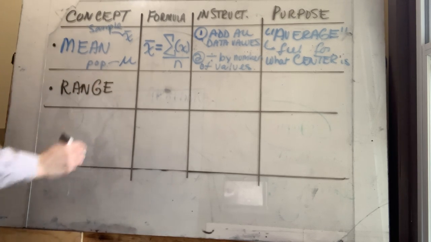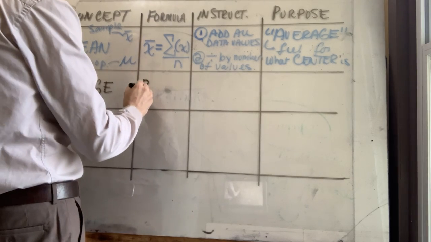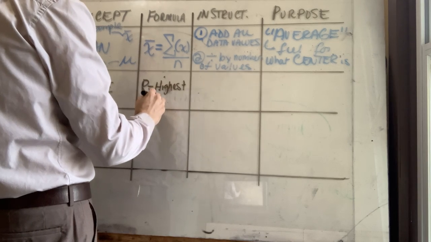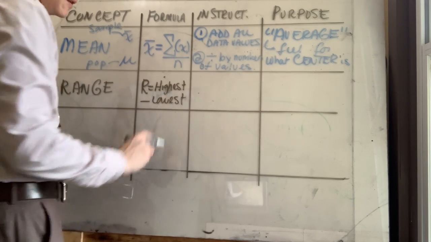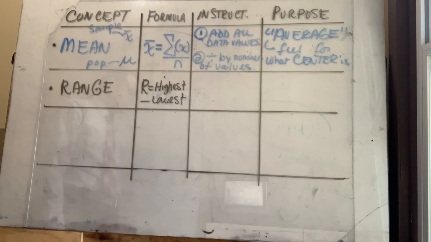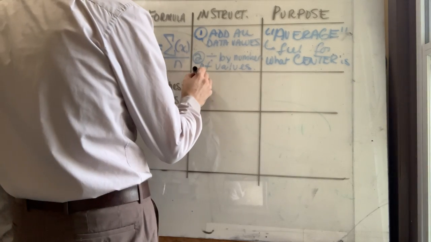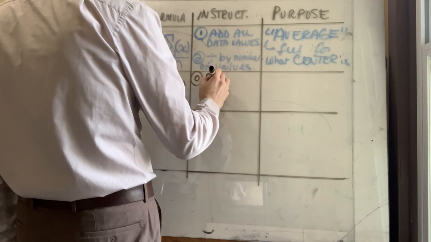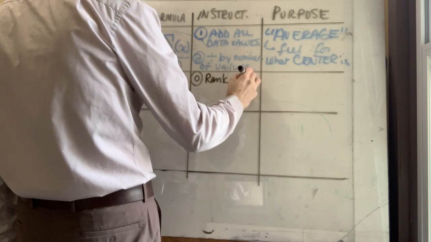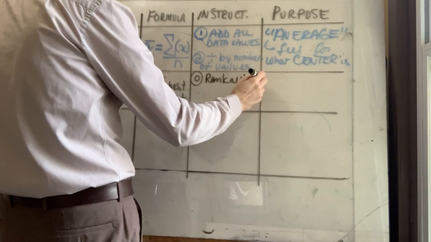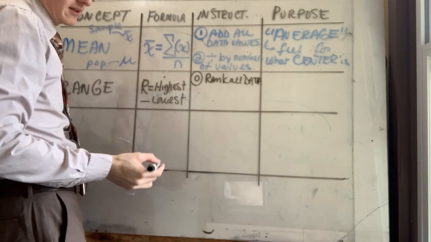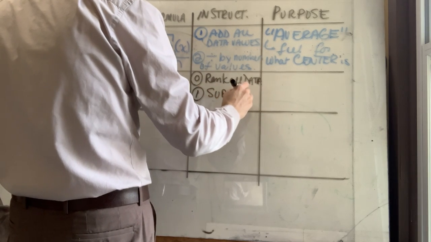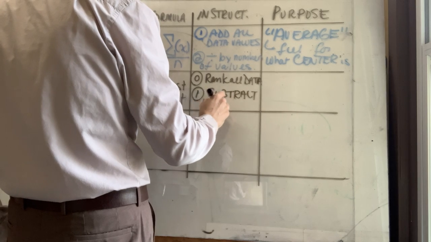Range, as mentioned, is really the highest minus the lowest. So as a procedure, you really just have to subtract. As a preliminary step, I would rank all data. Let us put it in numerical order first. That's how you would tell what is the lowest, what is the highest, ideally. And then just subtract. High minus low.